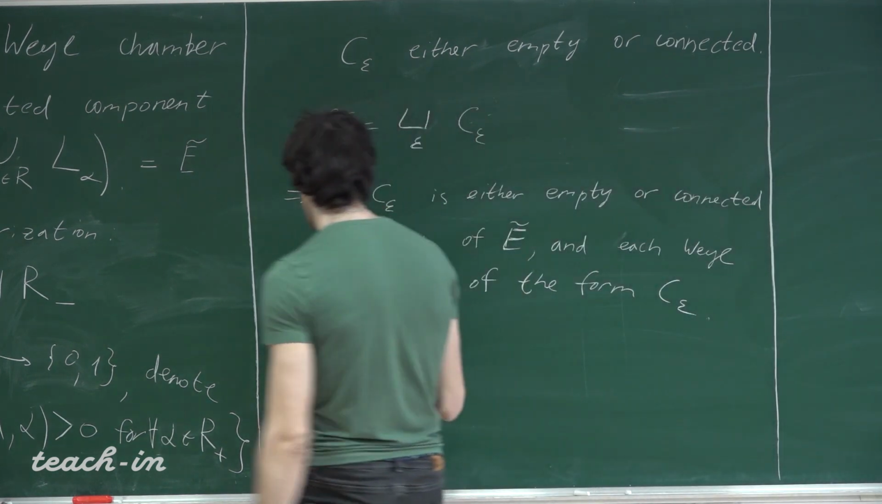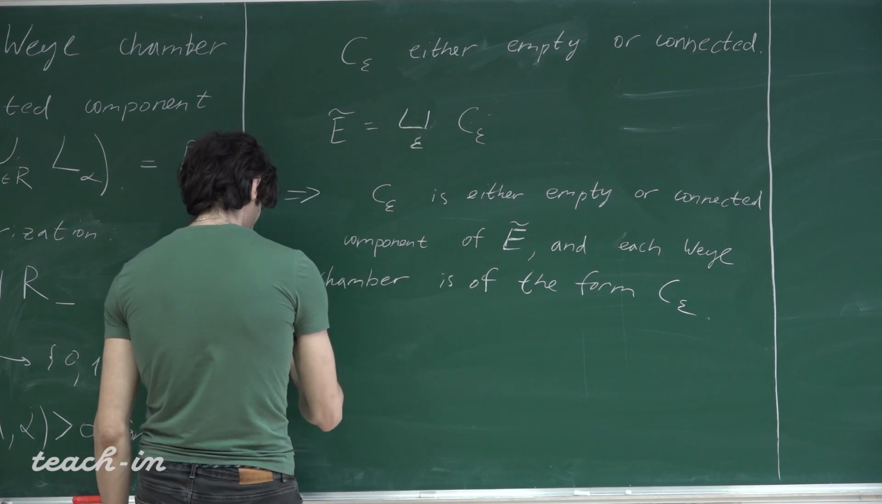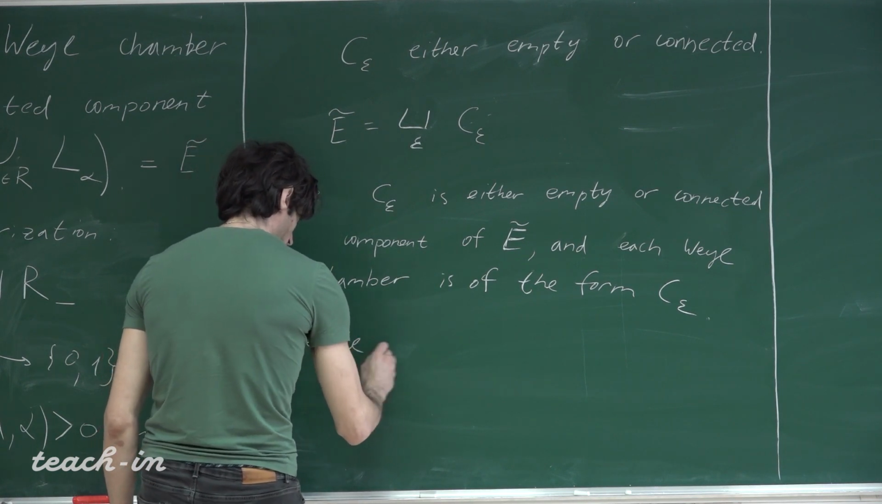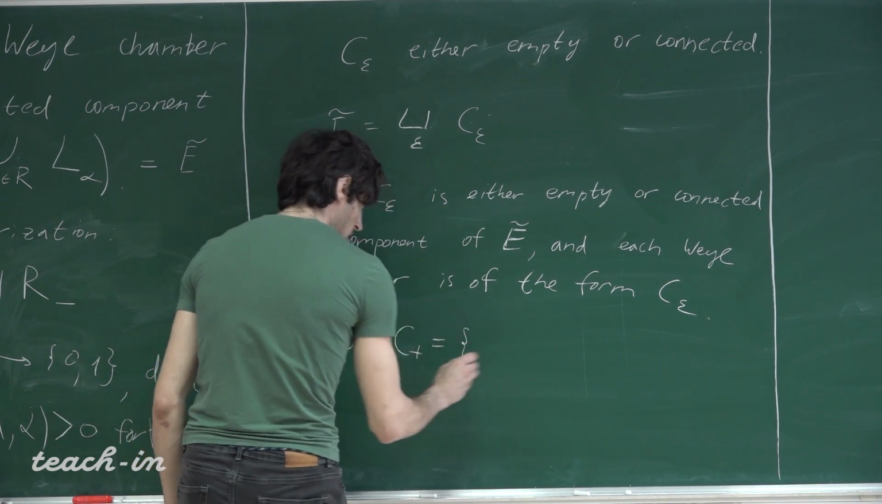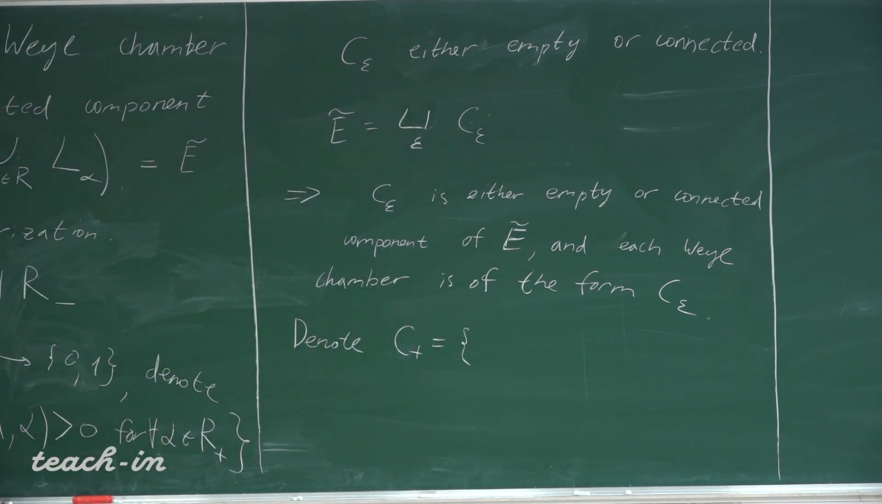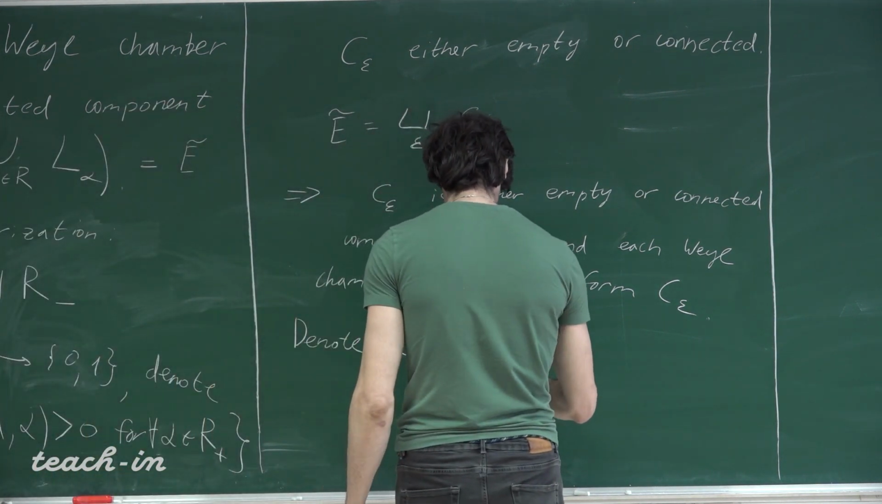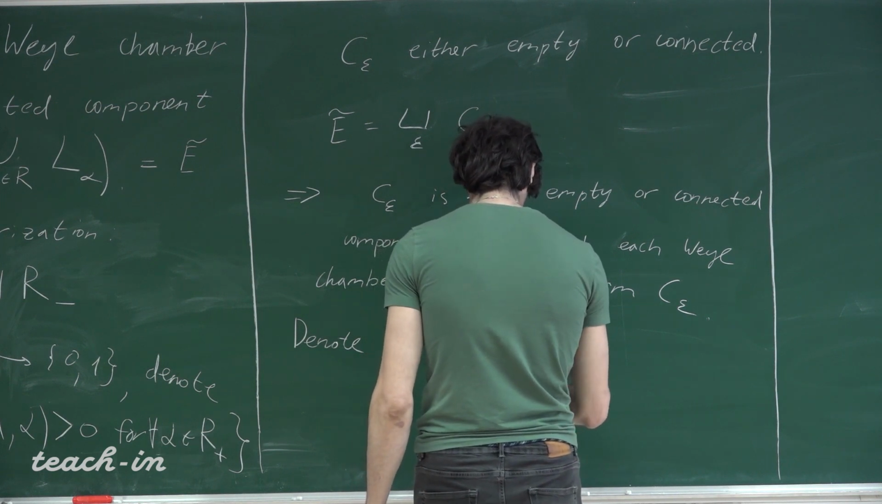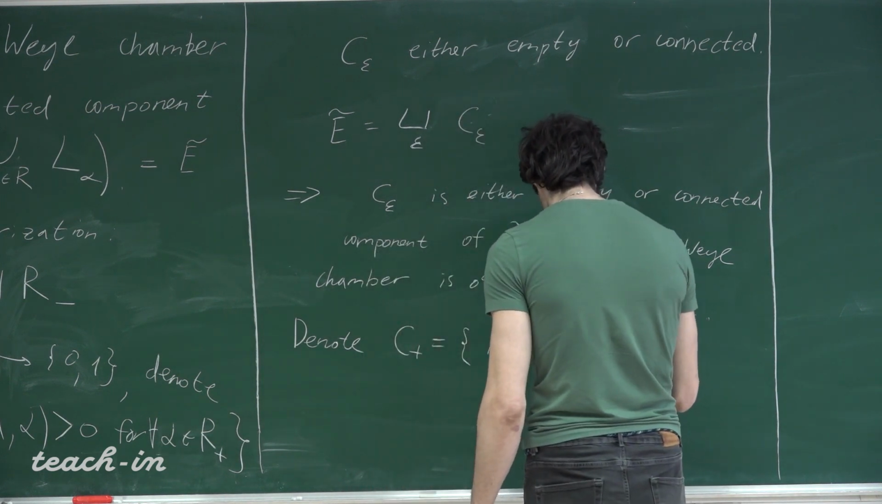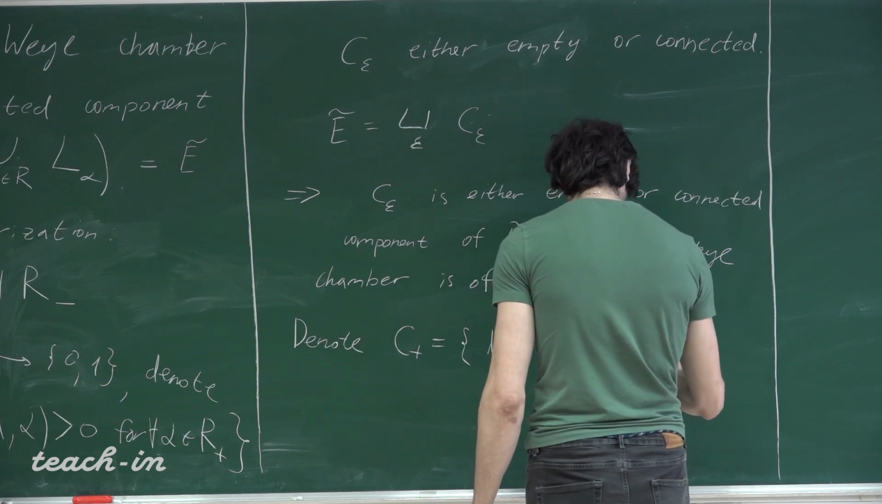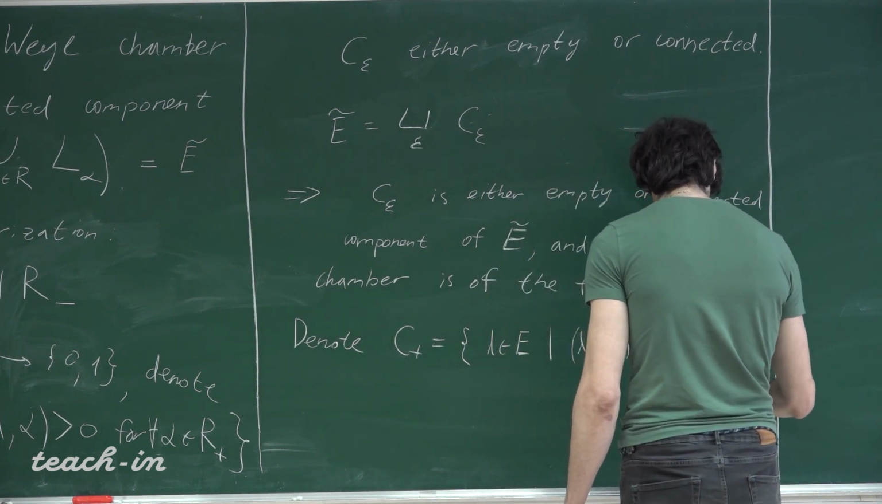So let me denote by C plus the C epsilon corresponding to all zeros. Each positive root maps to 0, so I have pluses here. C plus is the set of lambda in E such that the inner product of lambda with alpha is greater than 0 for any alpha from R plus.